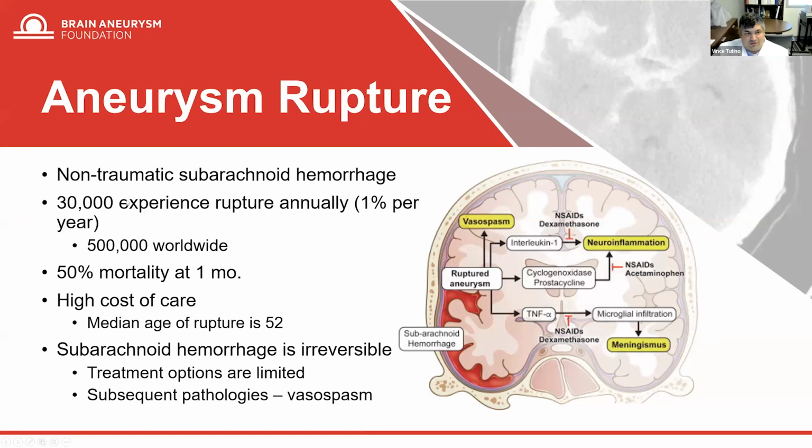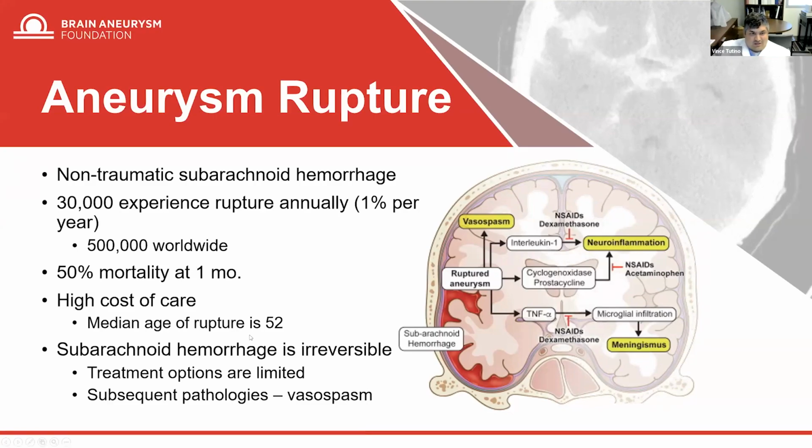And about 30,000 people in the US experience a rupture every year. That's generally about 1% of all the aneurysms rupturing every year. And worldwide, that's about 500,000 people. There's an extremely high mortality at 1 month. 50% of those experiencing a subarachnoid hemorrhage will die by that time. And the cost of care tends to be astronomical. It's about $3 billion every year in the US to treat those who have a rupture, even though that's only 1% of the aneurysms every year.